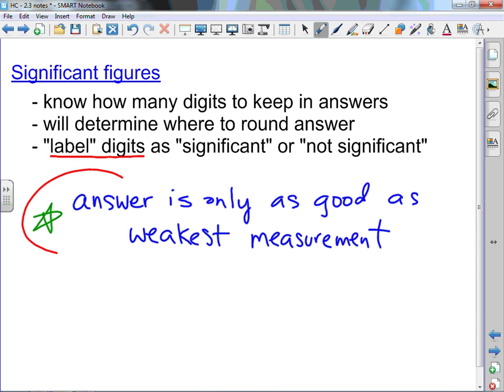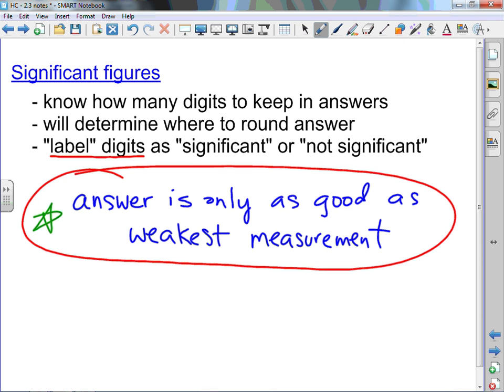Bottom line, how many digits can we keep? Well, our answer can only be as good as our weakest measurement. So if we're measuring masses, whichever balance we use, if there's one better than the other, our answer can only be as good as our weakest balance. If we're measuring distances with rulers or whatever other device, again, our answer can only be as good as our weakest measurement. We can't just put 7 decimals down in our answer, saying that's our best answer, because we may not have used an instrument that gives us 7 decimals in the measurement.